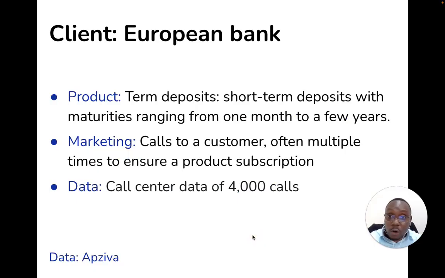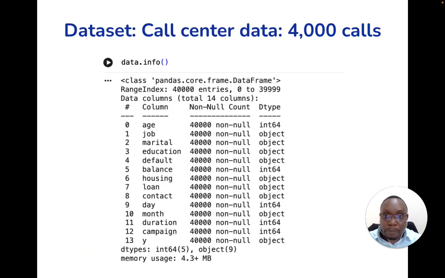So the client is a European bank. The bank has a number of products. Key here is the term deposit product, which is a short-term deposit with maturities ranging from 1 month to a few years. The marketing department calls customers multiple times to get a subscription. So the data that we have is a call center data of 4,000 calls, and this is real-time data that was obtained from this bank by AppZiva, and I did this project as part of my AppZiva AI residence program.